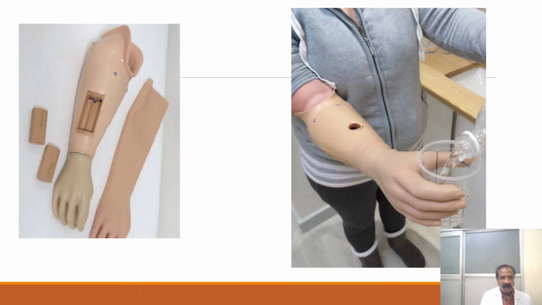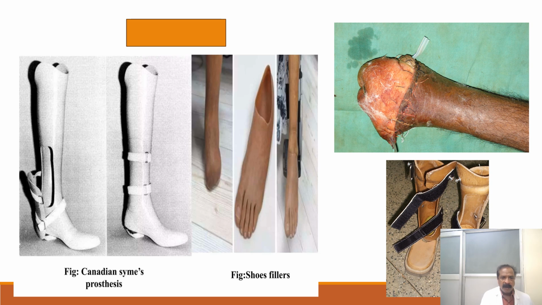This is another science. The electrical stimulation comes out from the muscle, by which this prosthesis can open or close as per our wish. So no doubt this is now the best prosthesis system, which is a myoelectric prosthesis. And the Canadian Syme prosthesis for a Syme amputation.